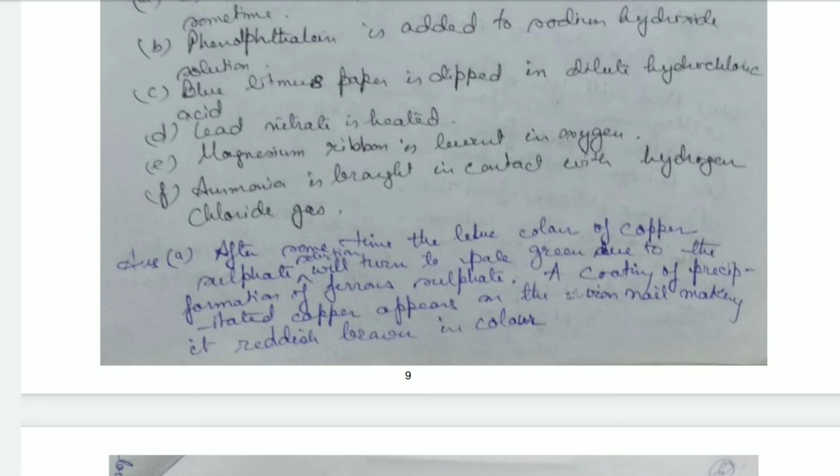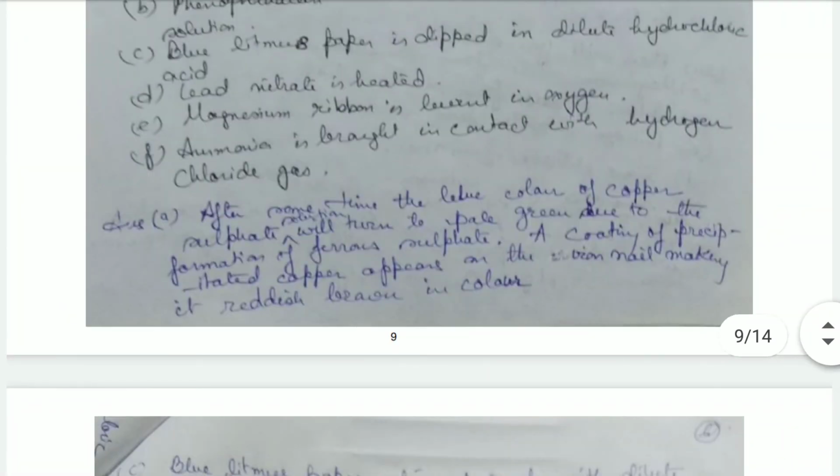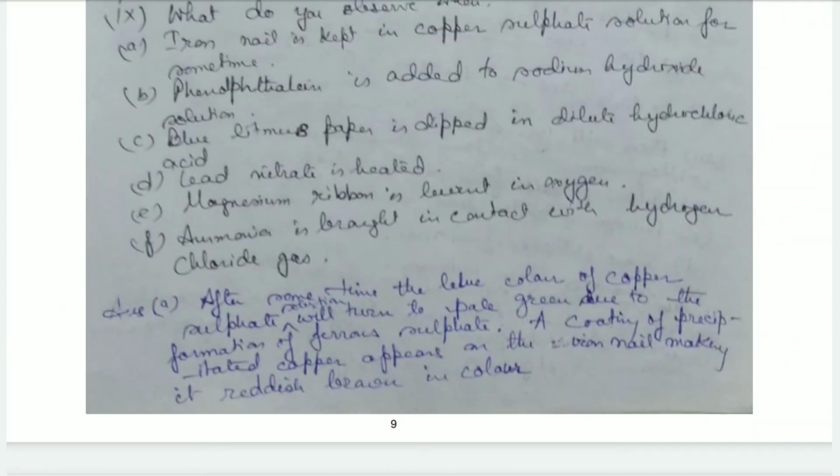Phenolphthalein is added to sodium hydroxide solution. I'll give you a task: find out what happens when phenolphthalein solution is added to sodium hydroxide solution. I'll discuss it in my next video. Please find out the reason, what do you observe when phenolphthalein solution is added to sodium hydroxide solution. This is today's question, please find it out.